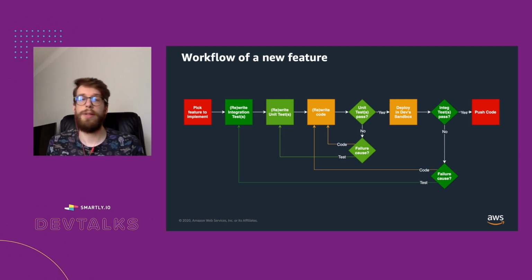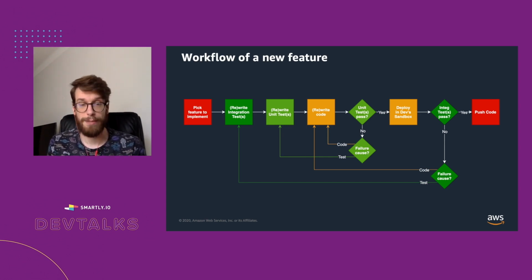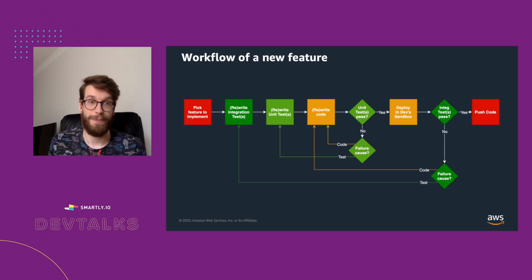Then you run the unit test, does it pass? If no, what's the cause? Is it the code or is it the test? Because test is code, therefore you can have a bug in your test as well. And then you go fix what was wrong, test again until it passes.